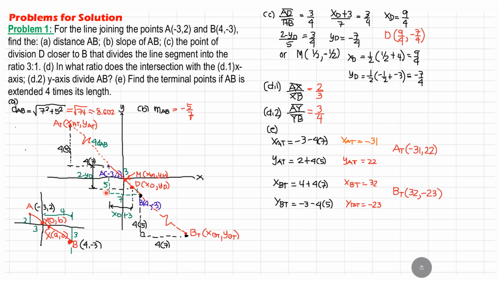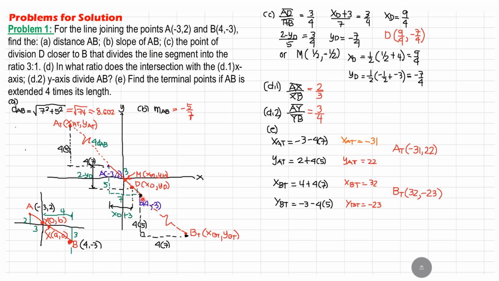Likewise, the vertical distance between A and B is upper y 2 minus lower y negative 3. So 2 minus negative 3 is 2 plus 3, so 5. So the distance is the square root of 7 squared plus 5 squared by the Pythagorean theorem. The square root of 7 squared plus 5 squared is the square root of 74, or in decimal 8.602 units.